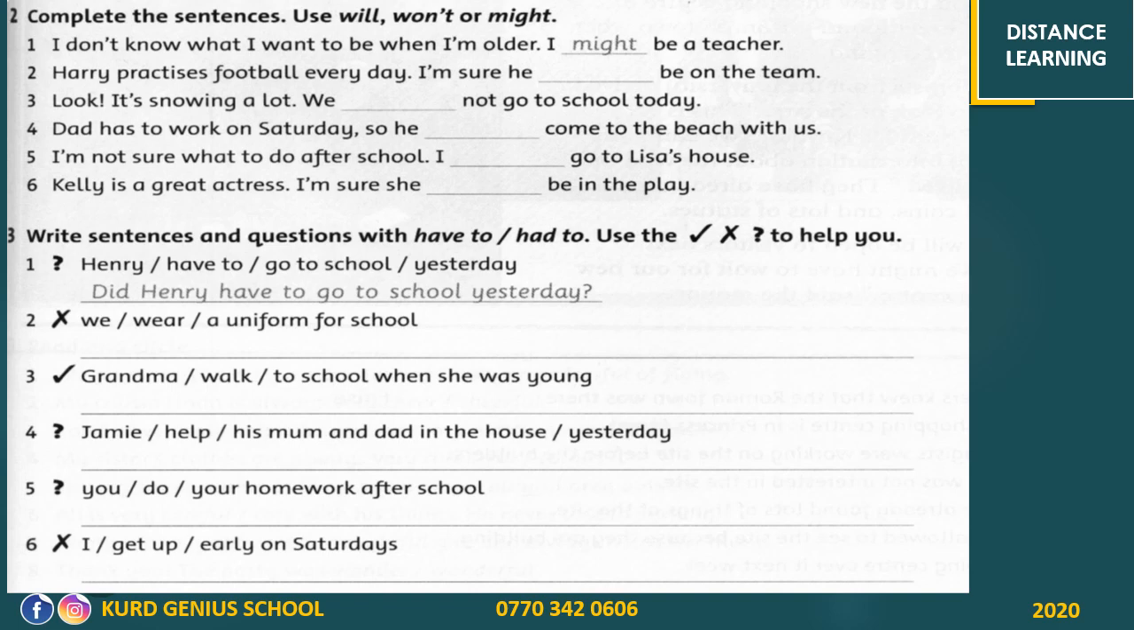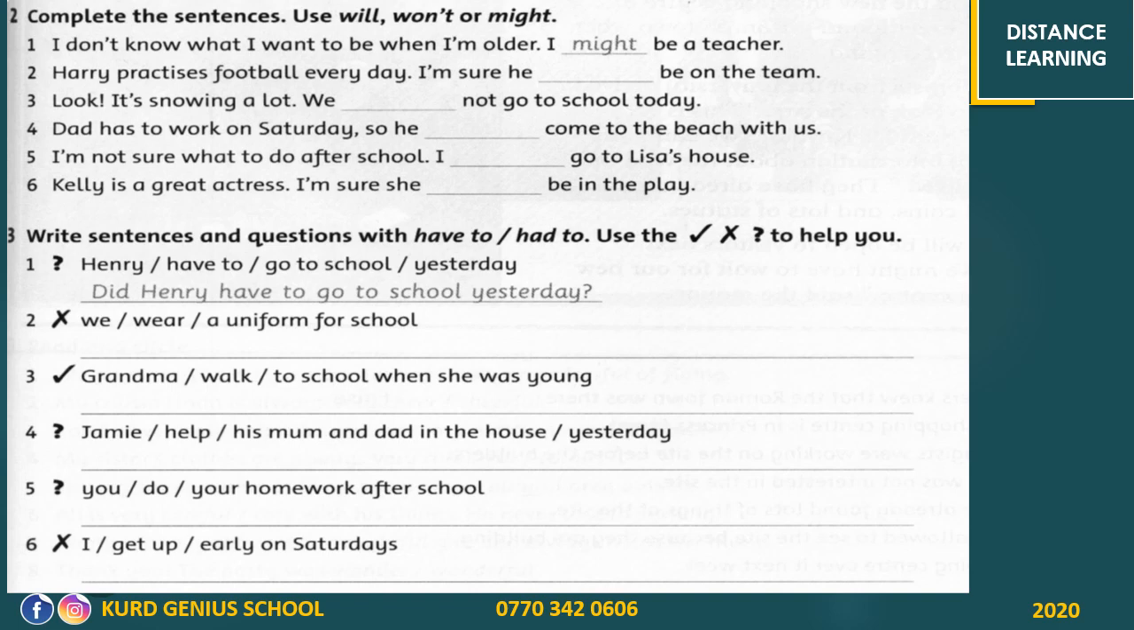So if someone is busy with something else, and you ask that person to go or to come with you to a place, he cannot come with you. Why? Because he's busy. That's how you know that this is won't. Dad has to work on Saturday, so he won't. Why? Because the dad has to work. He's busy on Saturday.